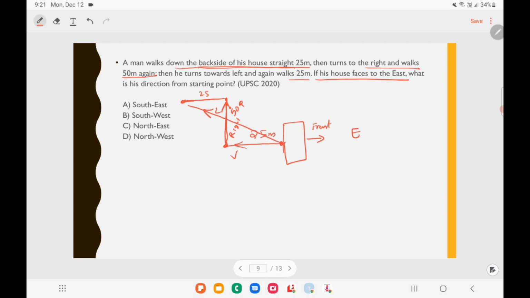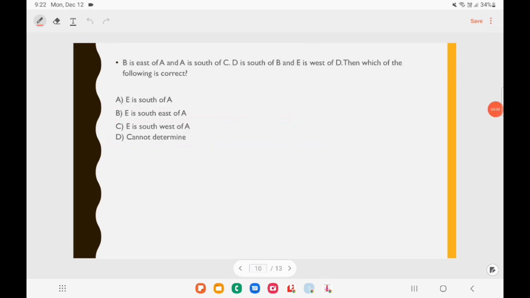So this direction is north and this is west, right? So he is in the northwest direction. Okay, so now let us do some practice questions as well in order for you to understand the concept well.